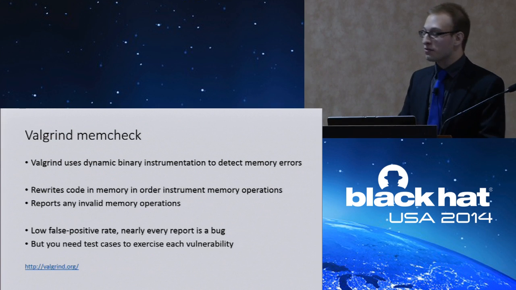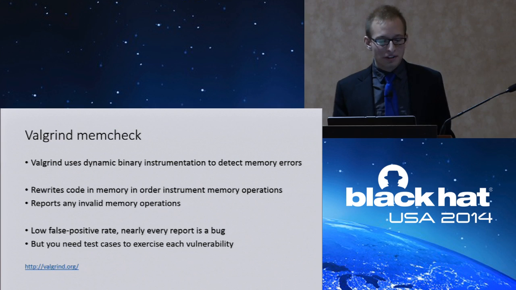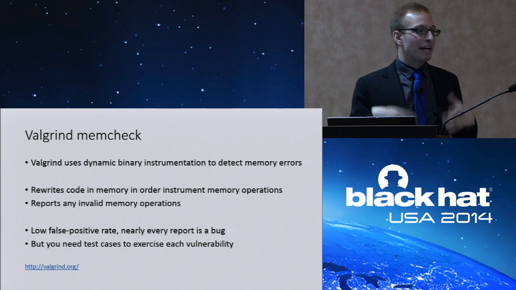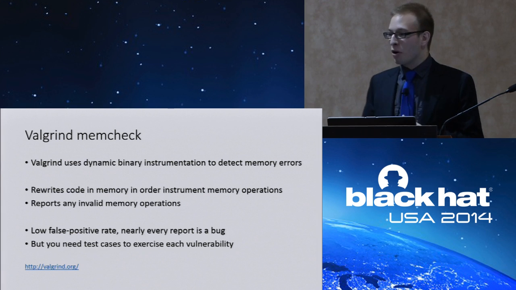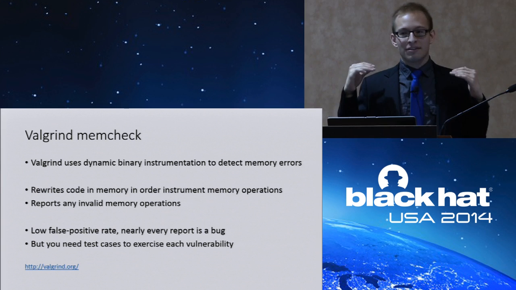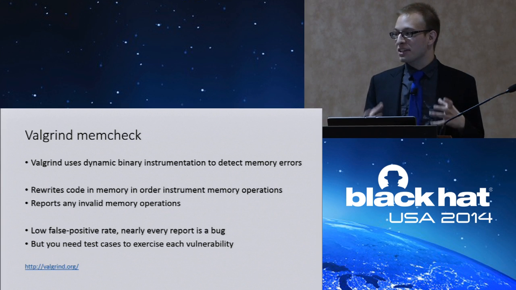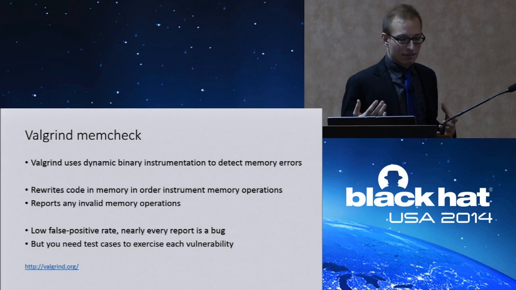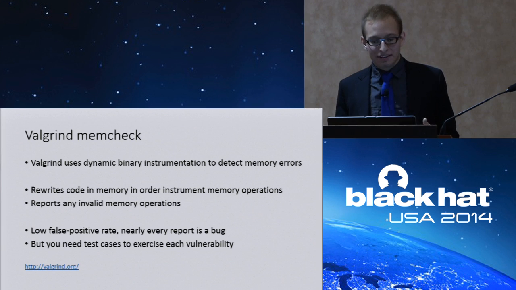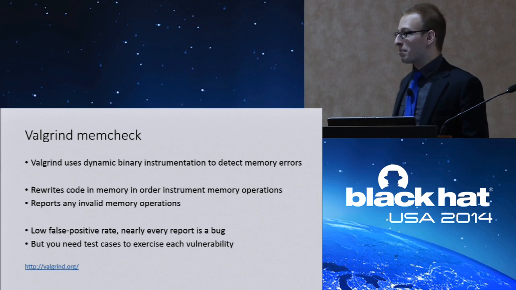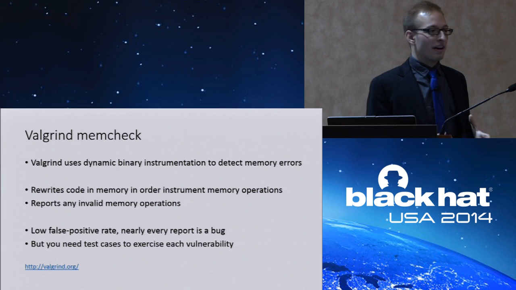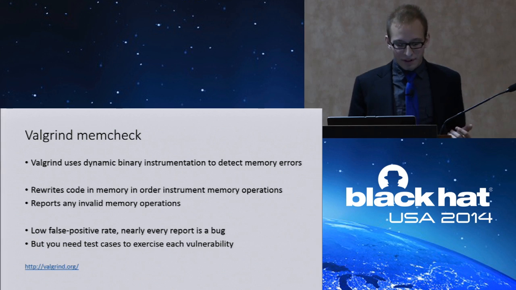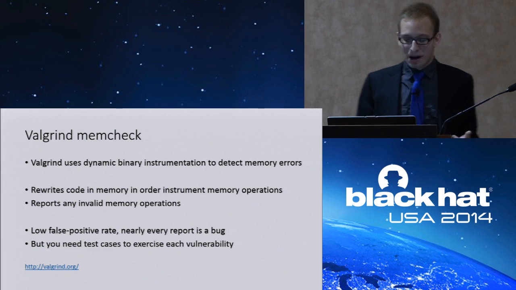I want to introduce Valgrind memcheck. Valgrind uses dynamic binary instrumentation, which just means that when the binary is run, it opens the binary and makes some changes to the native code while it's in memory. In particular, it rewrites this code to instrument memory operations. Memcheck tries to find all memory operations to make sure that they're safe, and it reports any invalid memory operations.